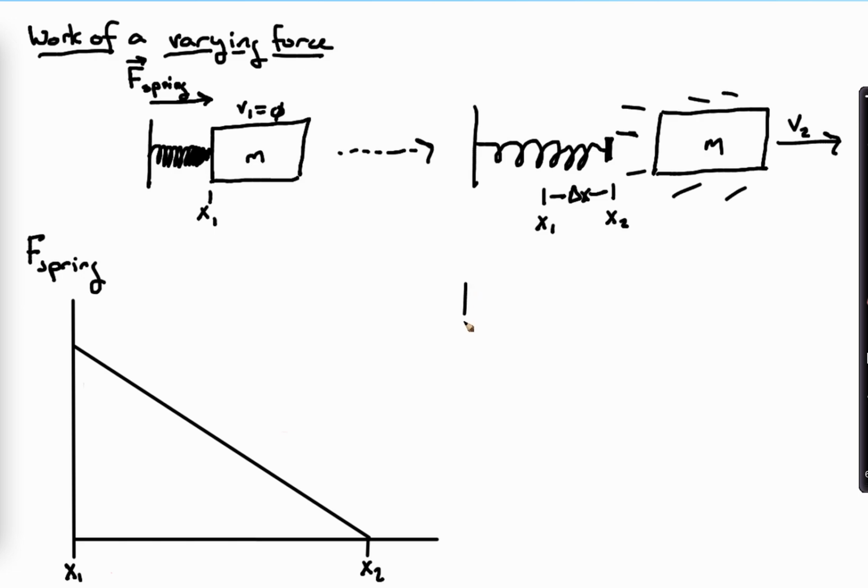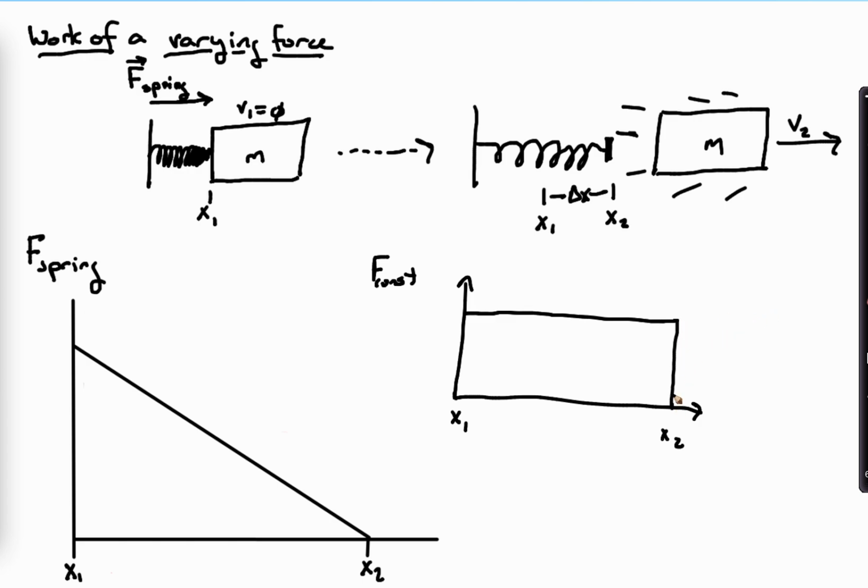So when we were doing work with a constant force, the graph would have looked like this. If we were to graph F constant, this would be our position 1, and this would be our position 2. And whatever the force is, it's just some constant number there. So from position x1 to x2, that would be the force constant times this delta x, the displacement. We called that the work. We defined that as being the work.